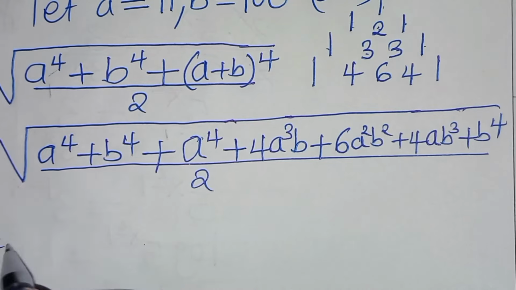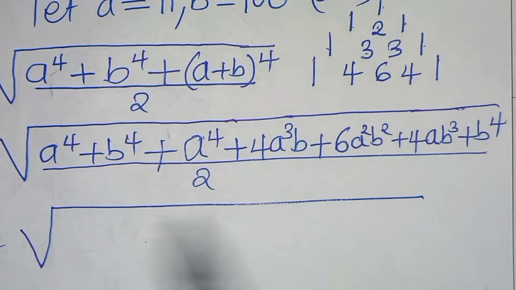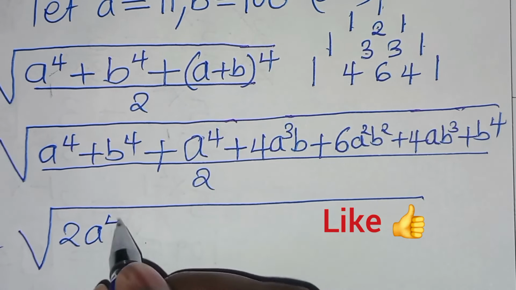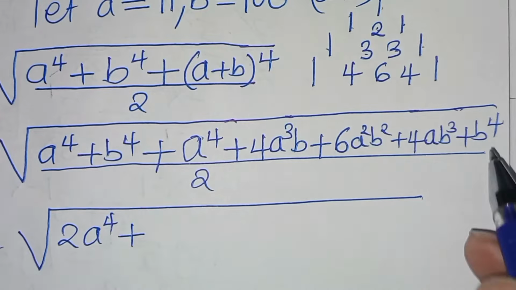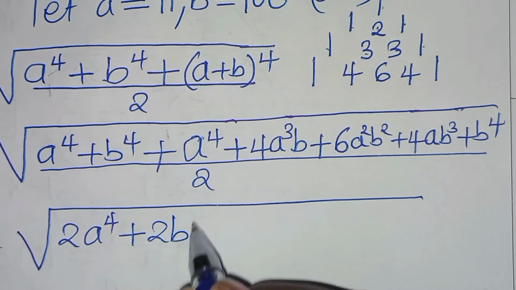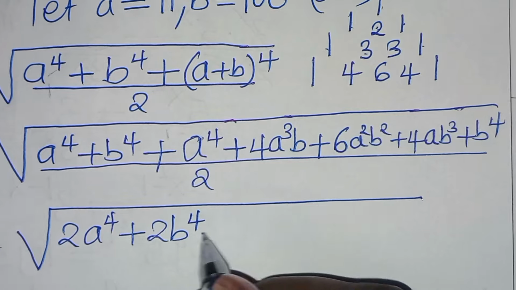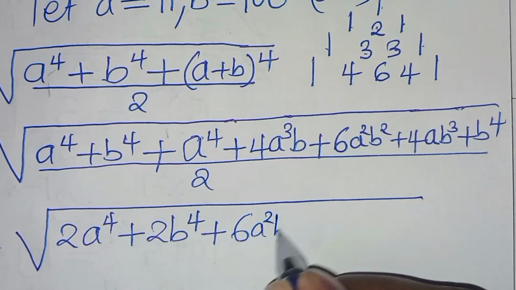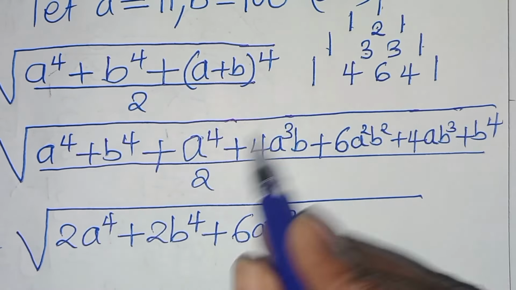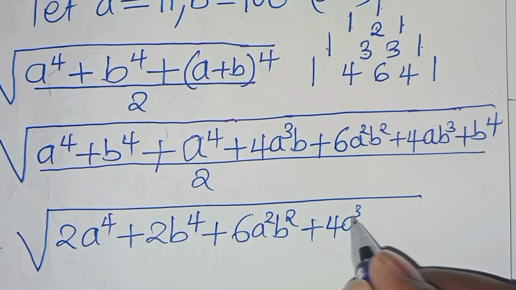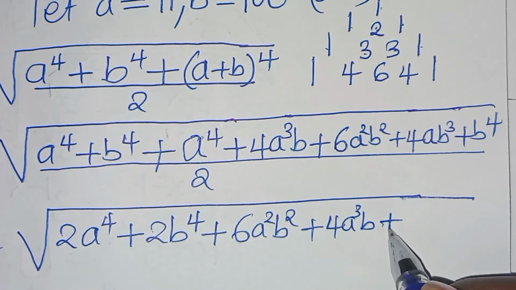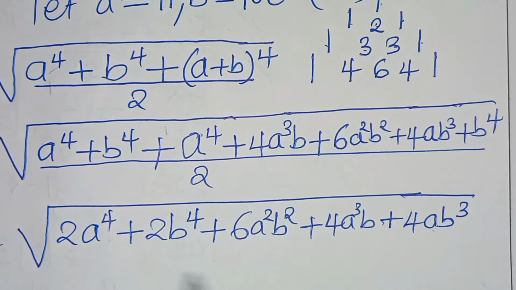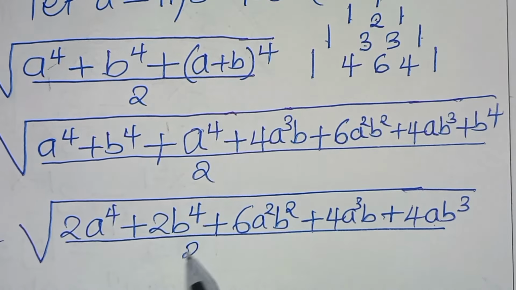The next step from here, we have the square root of A to the power 4 plus A to the power 4, so this is 2A to the power 4, then plus B to the power 4 plus B to the power 4, this is 2B to the power 4. Then plus 6A squared B squared, then plus 4A cubed B, then plus 4AB cubed, everything divided by 2.